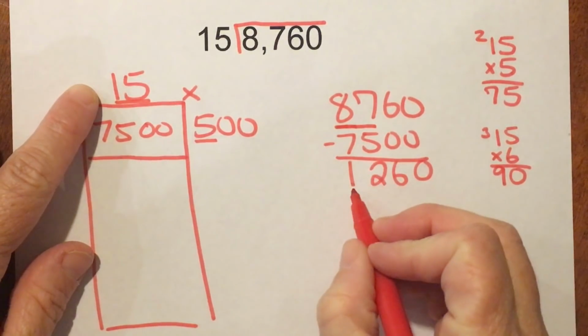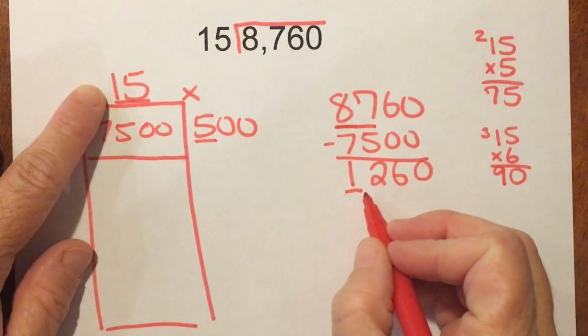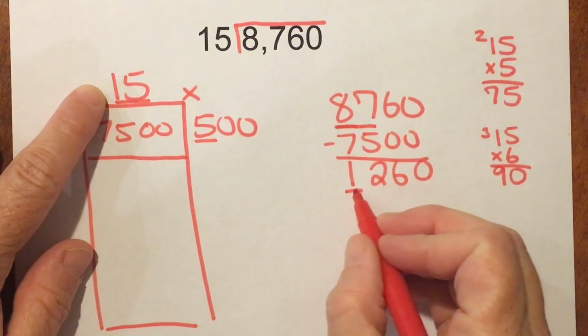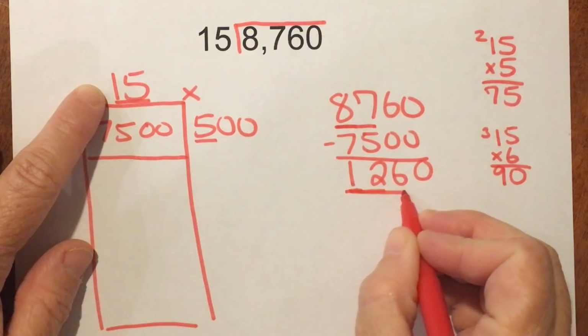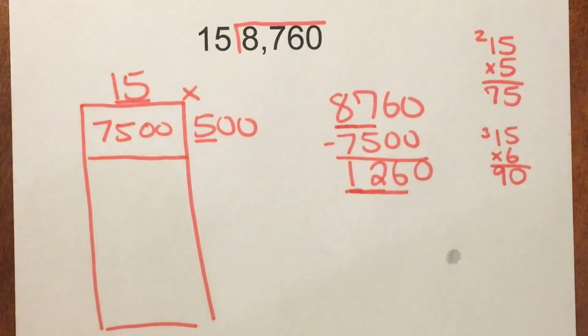So now I say, with underlining again, can 15 fit into 1? No. Can 15 fit into 12? No. Can 15 fit into 126? Yes. But now the trick is, how many times? Well, I already know it has to be more than 6, because I already figured out that 6 times 15 is 90. So it's going to be quite a few more.